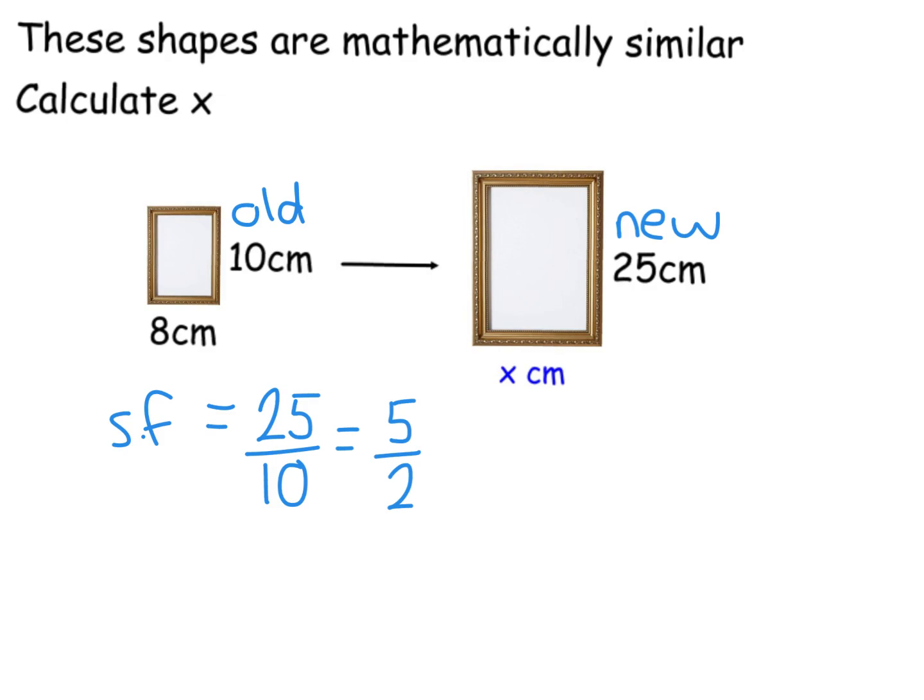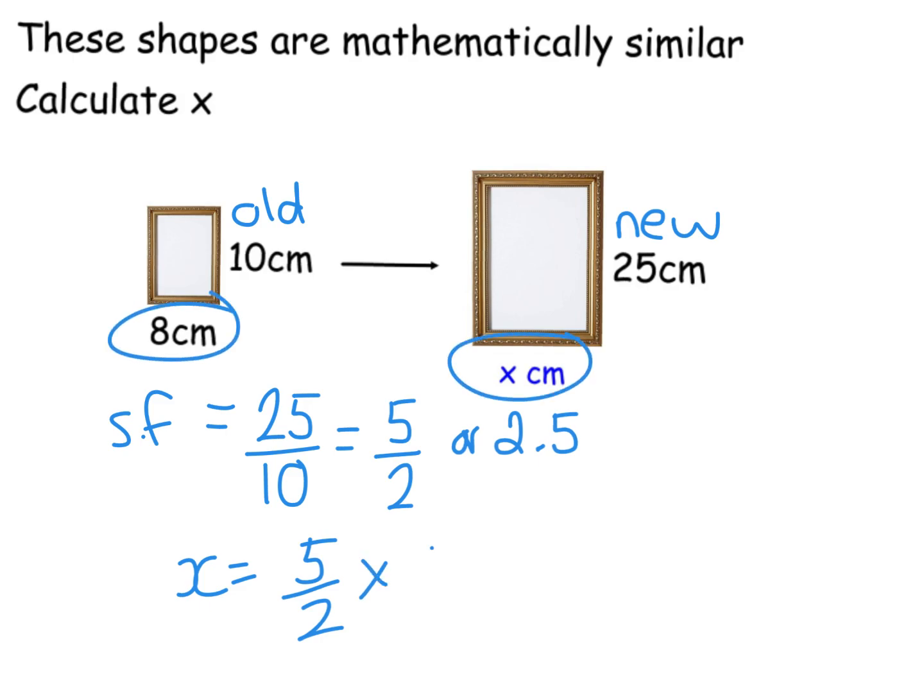and maybe S1 or primary. Now you can leave it as 5 over 2, or you might want to show off and convert that to 2.5. However, I prefer the fraction. So then my missing length x is my scale factor of 5 over 2 times what marries up with the x in the other one, so 8.